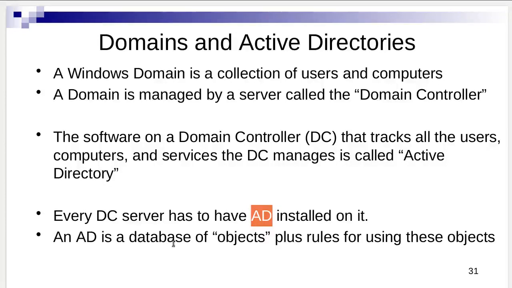And so you could say Active Directory is a database of objects. That's how it's referred to in Active Directory. And an object can be, so a computer can be an object, a user can also be an object. And then you have rules for using these objects and how these objects can access things and how you can set up passwords, things. All of those rules are part of the Active Directory system.